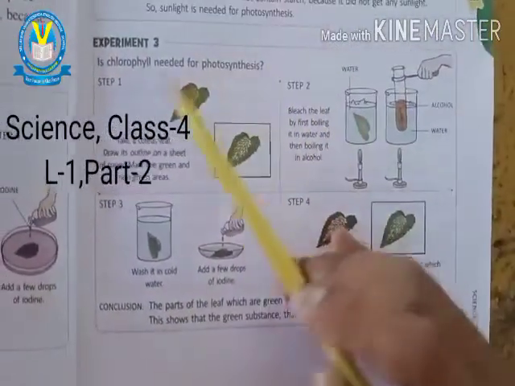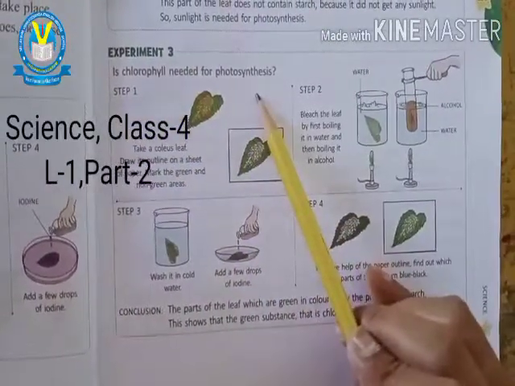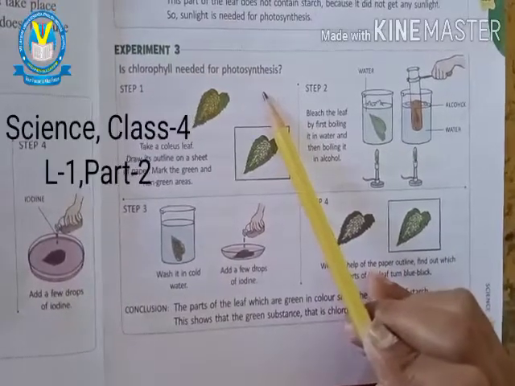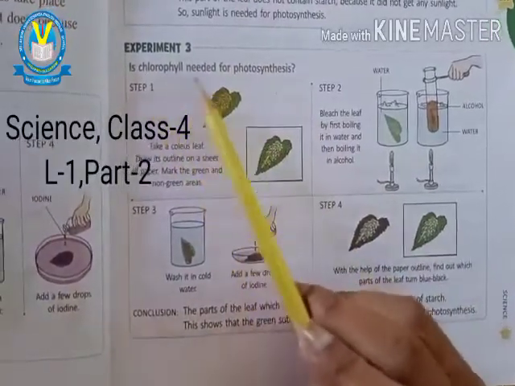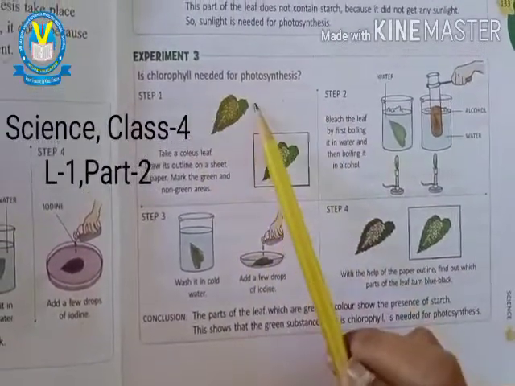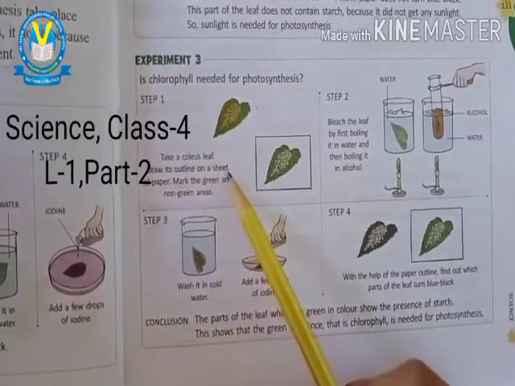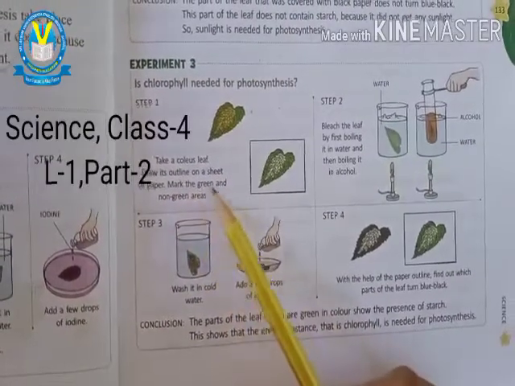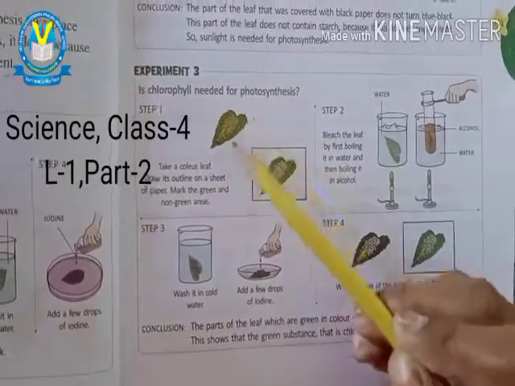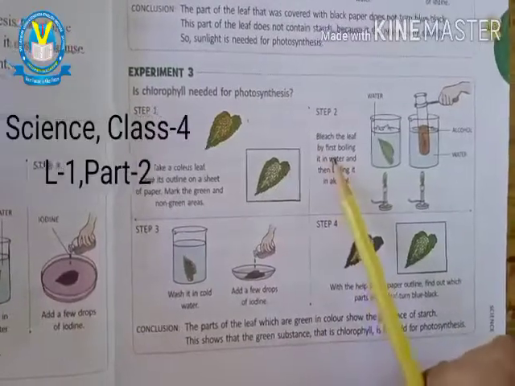And we can go on to a further experiment: is chlorophyll needed for photosynthesis? Chlorophyll is needed to prepare food for plants. In step 1, we take a variegated leaf, draw its outline on a sheet of paper and mark the green and non-green areas. So we take a leaf and draw like this.